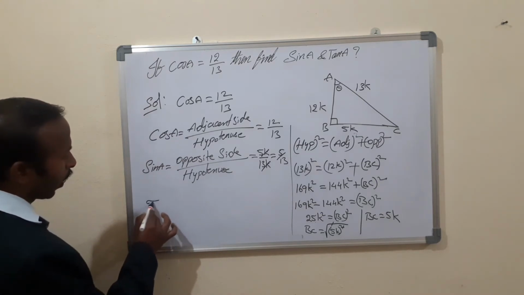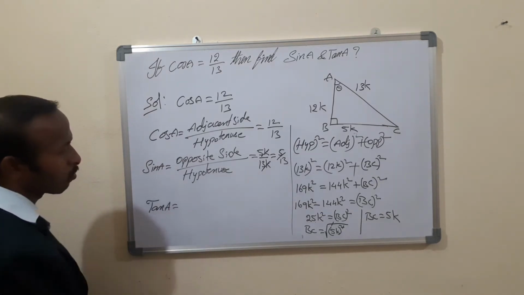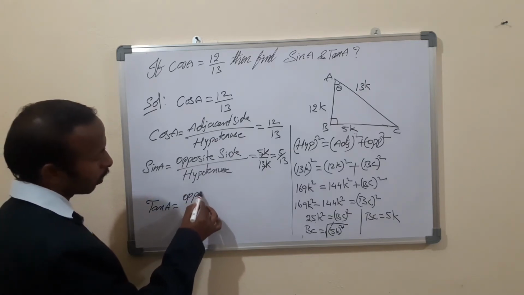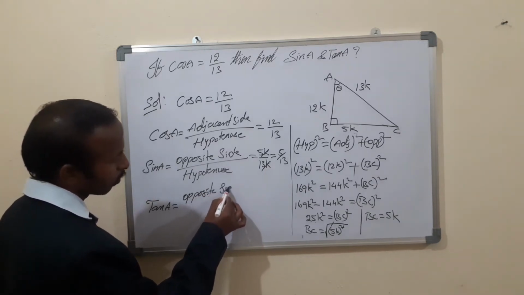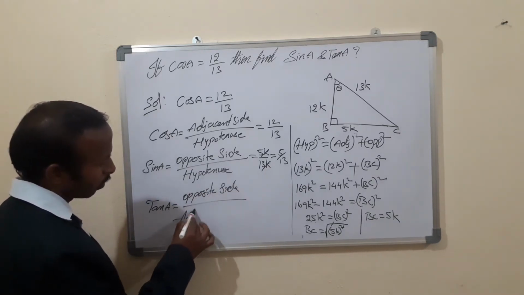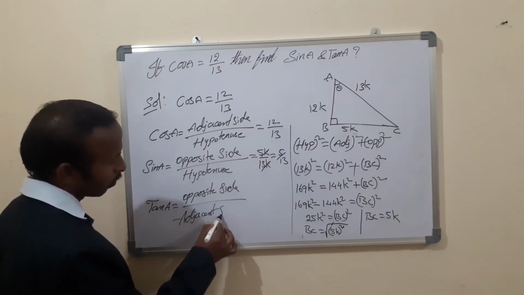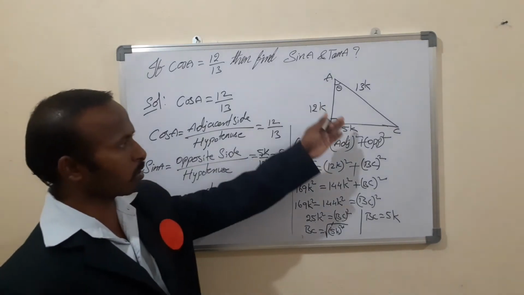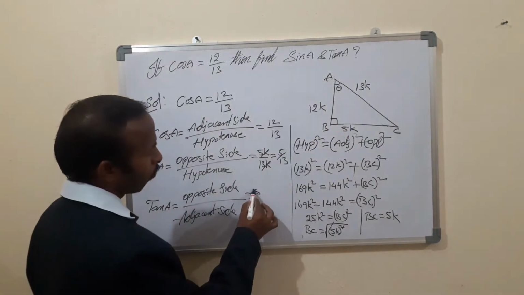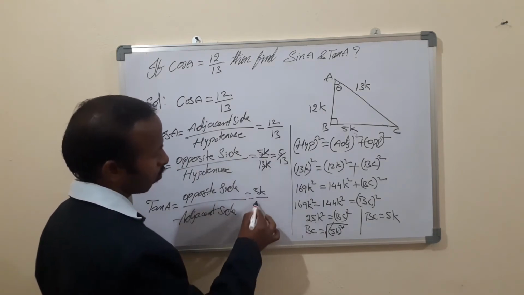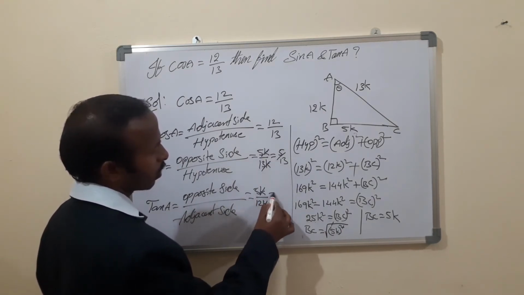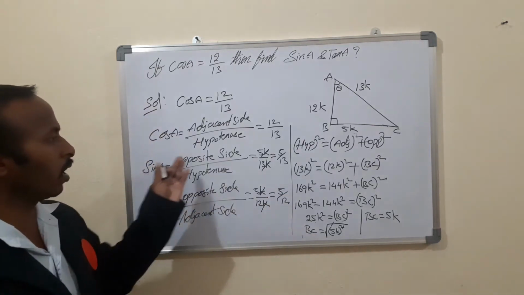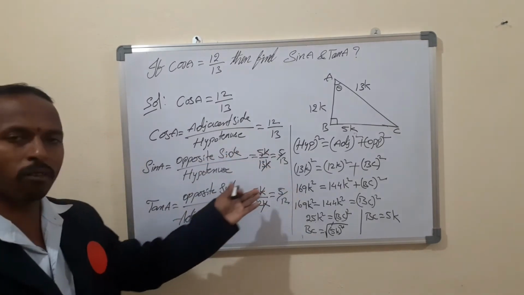Next we find the value of tan A. What is the formula in terms of sides for tan A? Tan A equal to opposite side by adjacent side. You can check the opposite side, that is 5K, by adjacent 12K. K gets cancelled. Finally 5 by 12. So finally the value of sin A is 5 by 13 and tan A is 5 by 12.